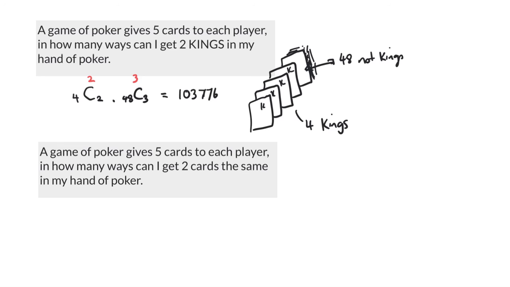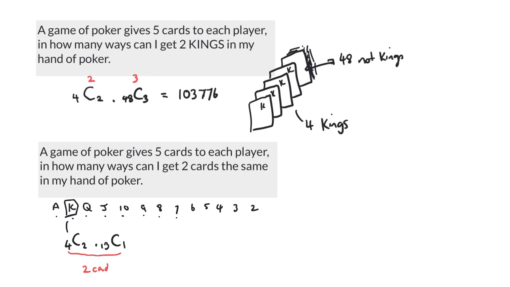So a game of cards with five cards for each round. How many ways can I get two cards the same in hand? So it doesn't have to be kings, it could be anything. We know that there are 13 different numbers in a pack of cards, going from an ace all the way down to a 13. So we want two cards the same. Well, what we did just now was take kings, and we know that that was 4 choose 2. But it didn't have to be kings, it could be any one of these 13 numbers. So this would be 13 choose 1, we'd multiply it by that, and that would be the number of ways of getting two cards the same.